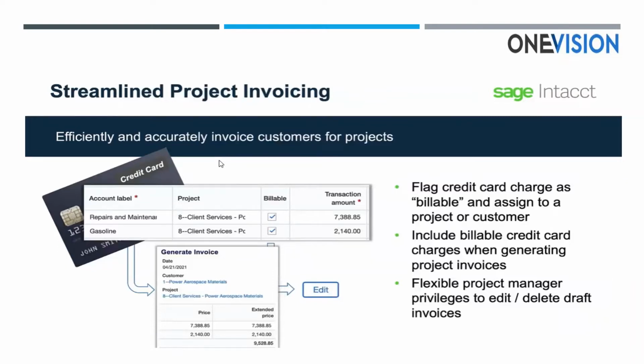Project invoicing has been streamlined in Release 2. It is now possible to flag a credit card charge as billable and assign it to a project or customer. These billable credit card charges can be included when generating project invoices. Additionally, project manager privileges have been enhanced to allow for the editing and deleting of draft invoices.